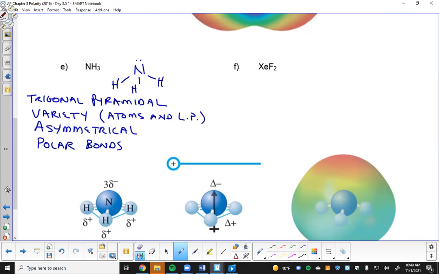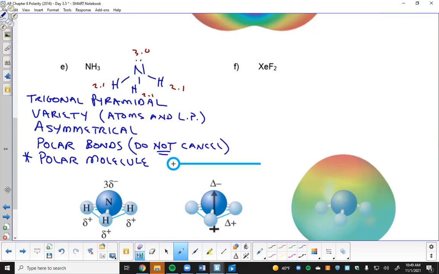2.1 and a 3.0. But the molecule is also polar because of the asymmetry. Polar bonds do not cancel each other out. And you get a net pull on this one, in this case, going towards the nitrogen. So I might do an arrow off to the side like this, or do three positive partial charges and a negative partial charge on the nitrogen. Kind of like what they did right below it here.